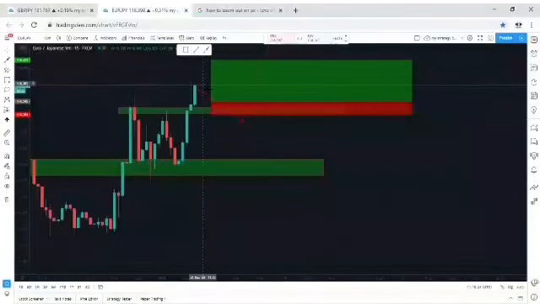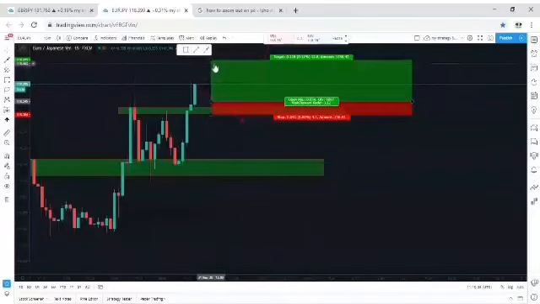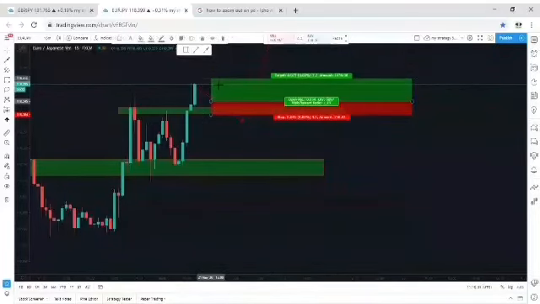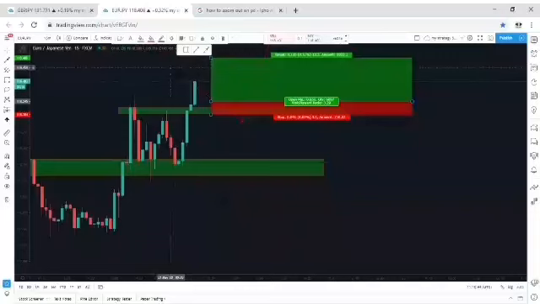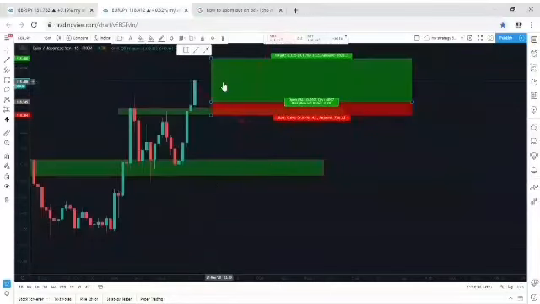Yes, we are almost at TP1 on Euro JPY. Once we reach here, we'll reach TP1. Yeah, we reached our first TP, 1:6. Right now we are on a 1-to-1 ratio. Wow, we have reached TP1 on Euro JPY.